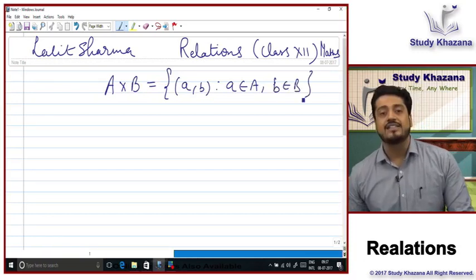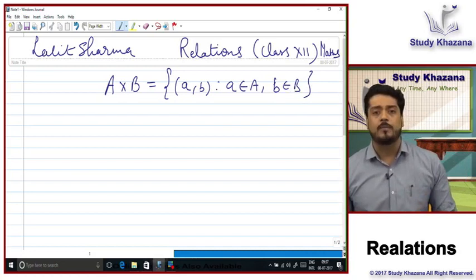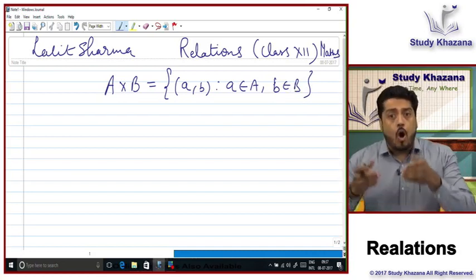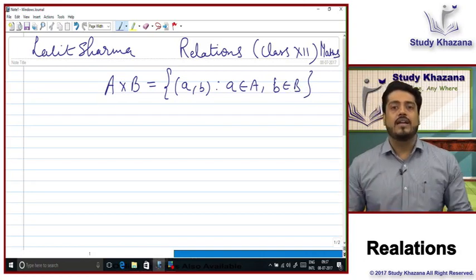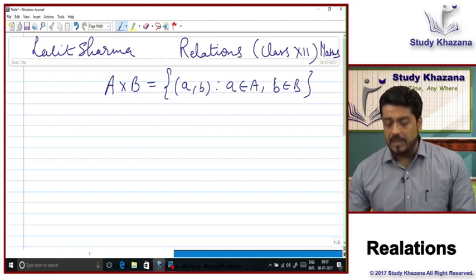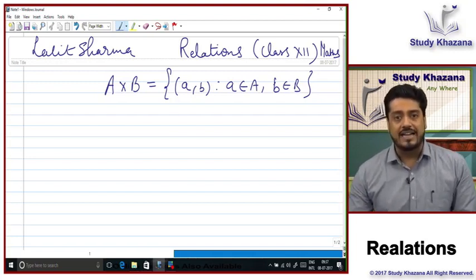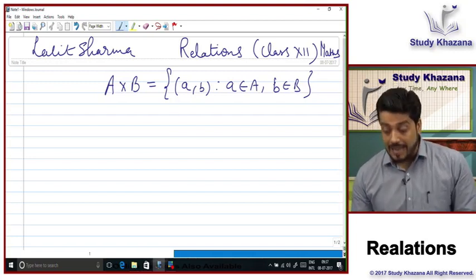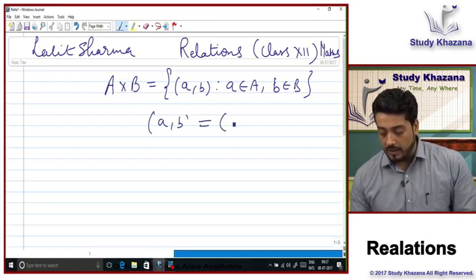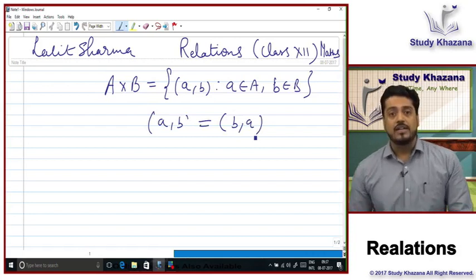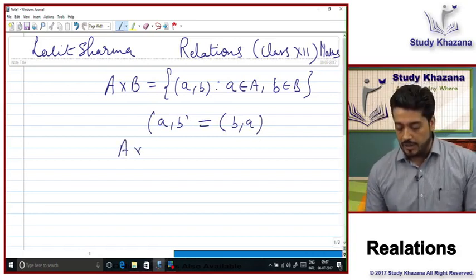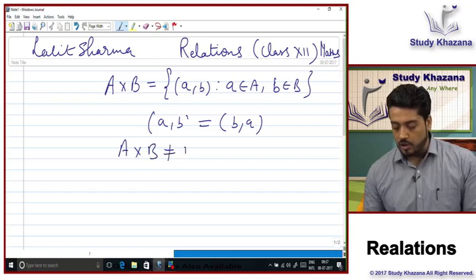Now the question arises, why is this called an ordered pair? The ordered pair is a pair where the order in which elements appear is fixed. Here it is necessary that the first element should belong to the first set and the second element should belong to the second set. That is, we cannot write (a, b) as (b, a). Okay, fine. So one immediate observation which I make is A cross B is not equal to B cross A.